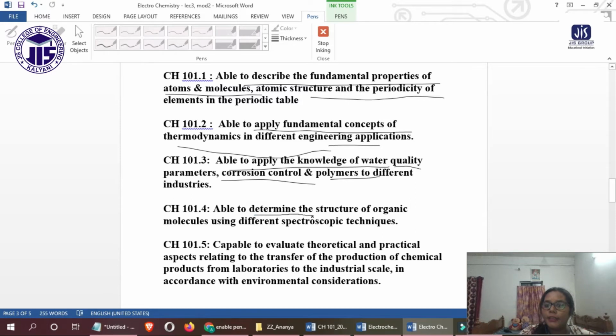They can determine the structure of organic molecules using different spectroscopic techniques, and also they can evaluate the theoretical and practical aspects relating to the transfer of the production of chemical products in the lab to the industrial scale in accordance with the environmental considerations. So these are all the course outcomes that we have for our course.